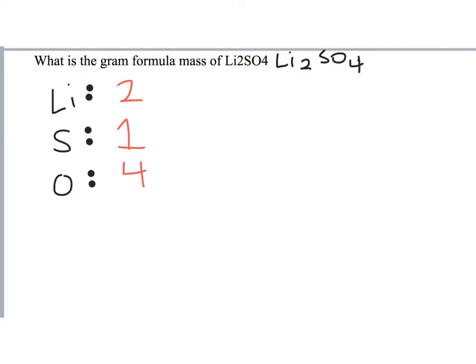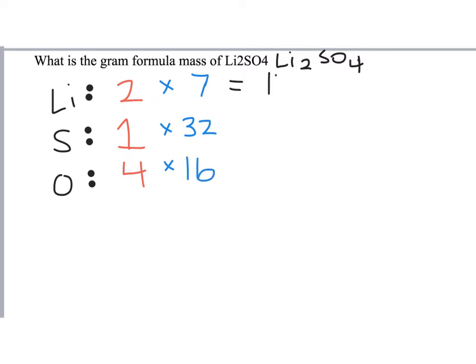We can then multiply those times the molar mass of the element, or its atomic mass, sorry, not atomic number. Just to be very clear, when we're using the atomic mass of these substances, not their atomic number. So we're going to have 2 times the atomic mass of Li, 7. 1 times the atomic mass of sulfur, which is 32. And 4 times the atomic mass of oxygen, which is 16.